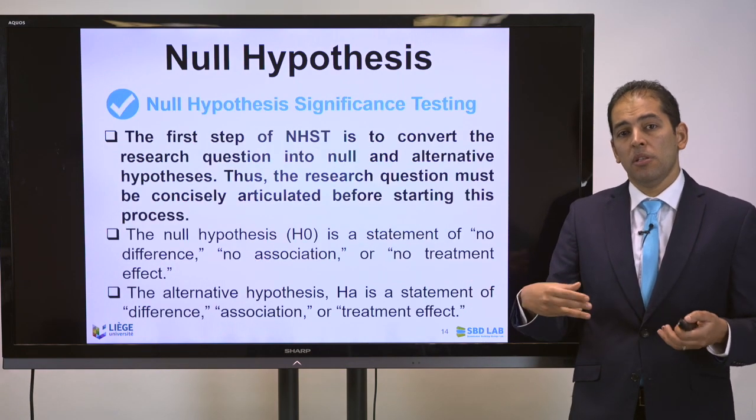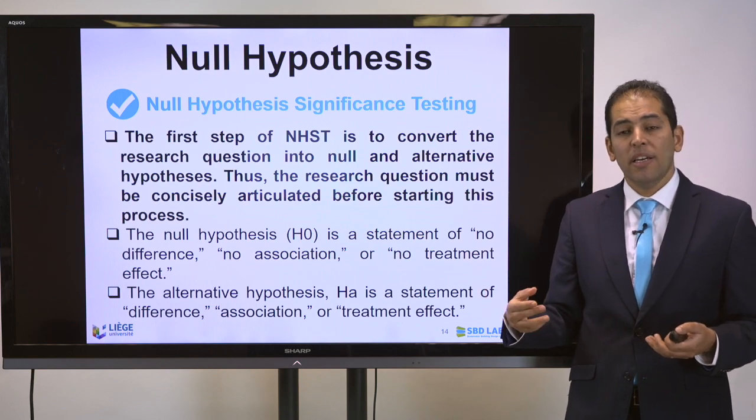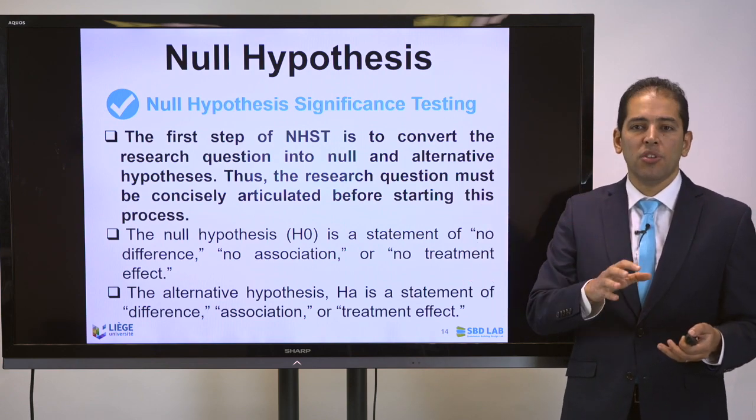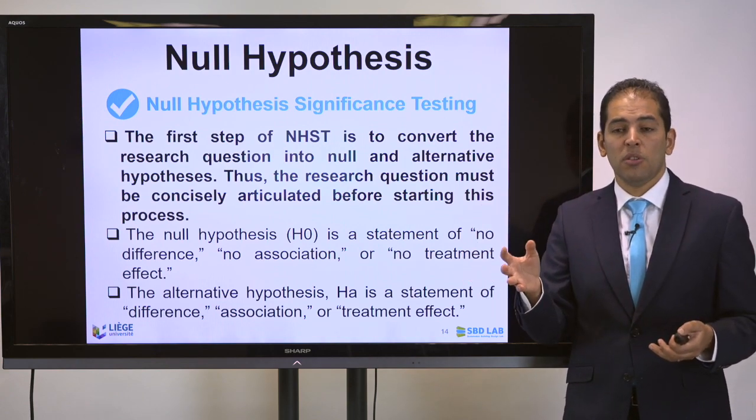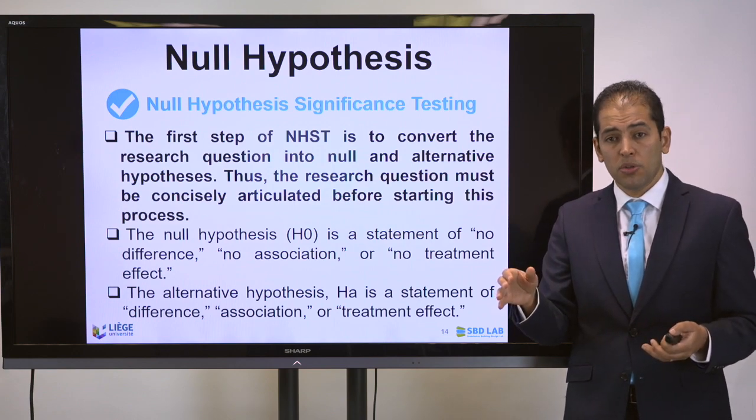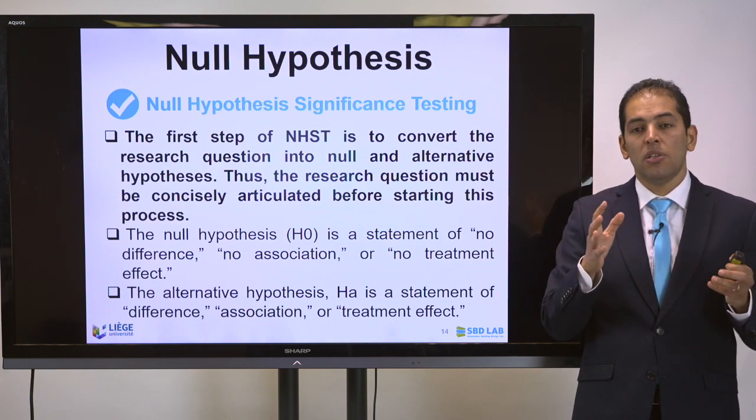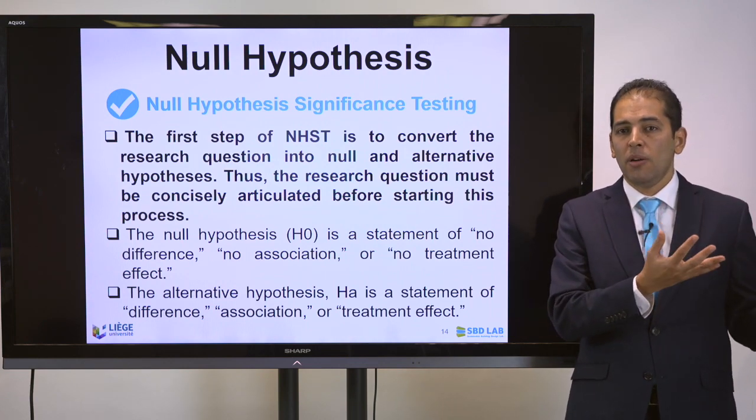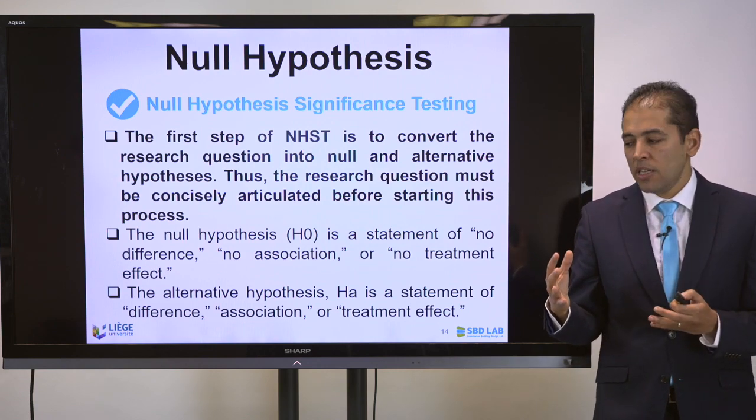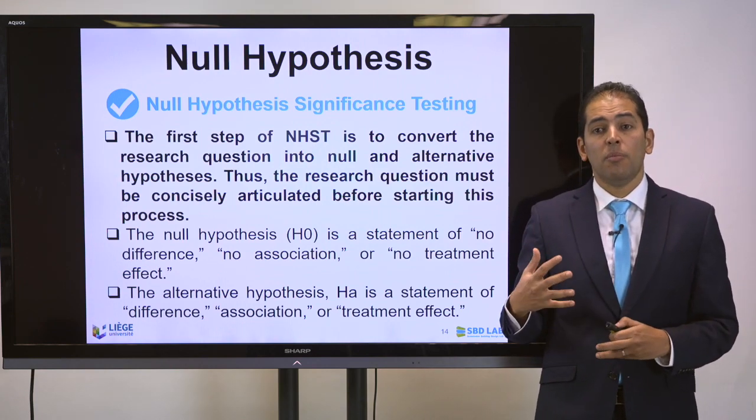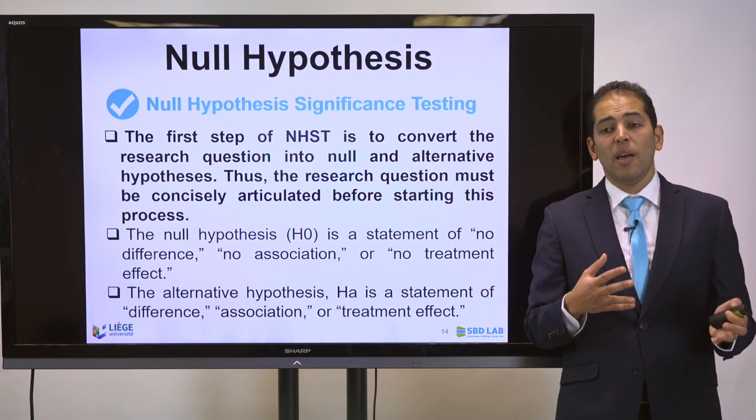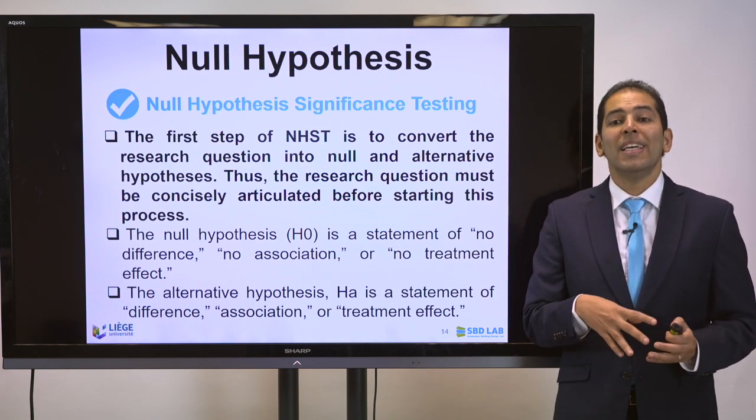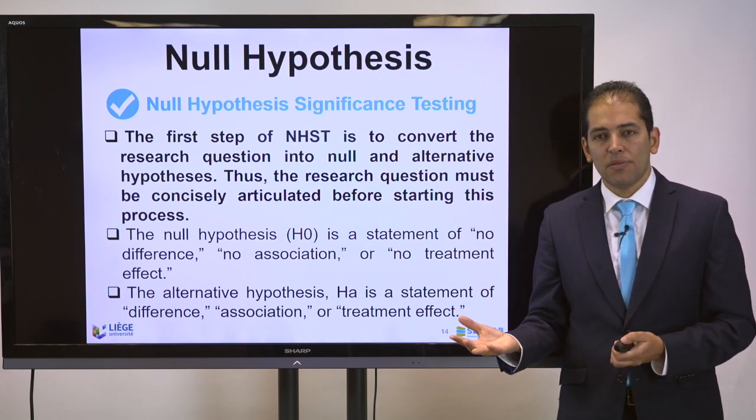So the first step of null hypothesis significance testing is to convert your research question into a null and an alternative hypothesis. Thus, the research question must be concisely articulated before starting the process, because it will result in one option saying there is no difference, no influence of the parameter I want to investigate, and another option saying I found a difference. So the null hypothesis is a statement of no difference, while the alternative hypothesis answers that there is a difference.